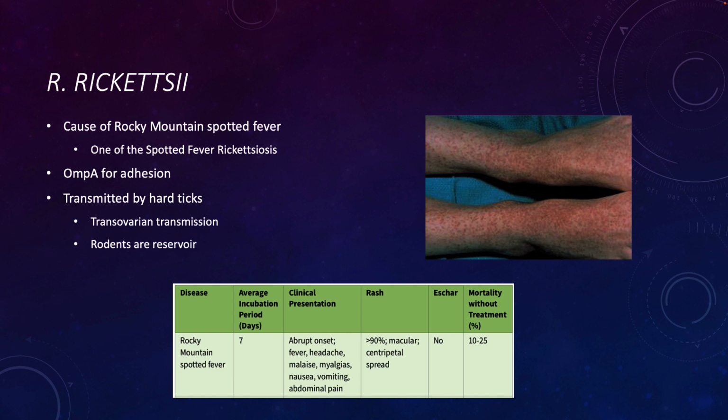There is no eschar formation, which is different from some of the other rickettsial species that we'll talk about in just a minute. And without treatment, it can have a mortality rate of anywhere from 10 to 25%. The term that you may see here, centripetal spread, what this means is that the lesions tend to be concentrated on the body, and there are fewer lesions on the extremities. So even though this person's extremities look like they have a lot of lesions, you do tend to see even more on the trunk or the main part of the body.